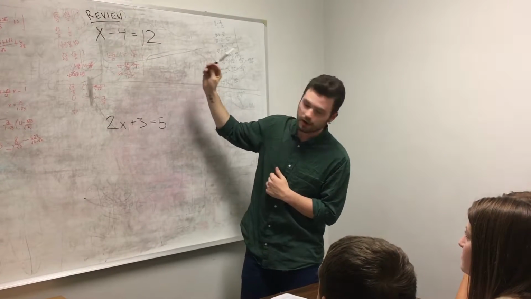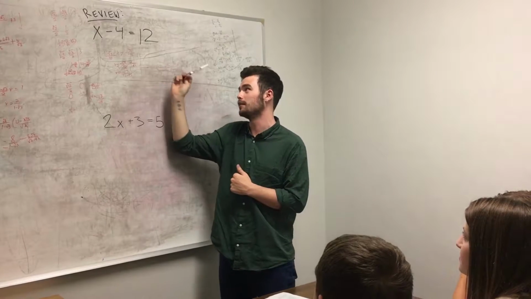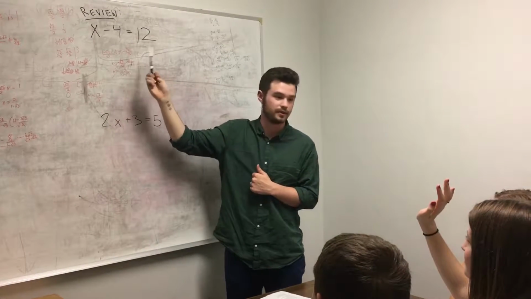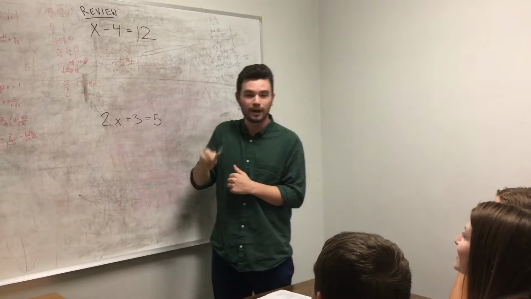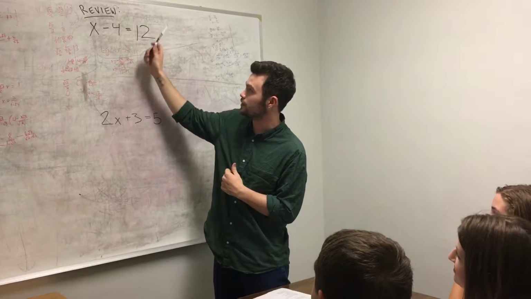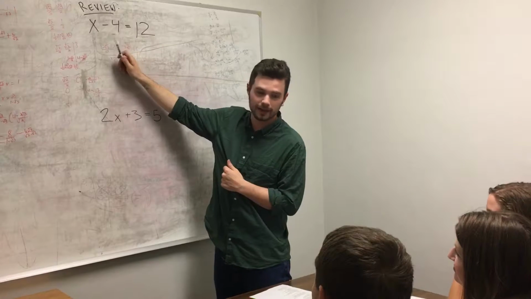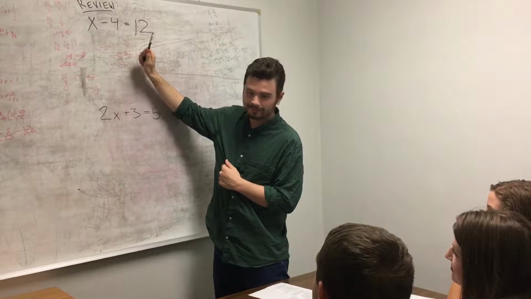Now, who can tell me what our main objective when dealing with single-step equations is? What do we want to do here? Yes, Rachel? Get the x by itself. Get the x by itself. Great. And Brendan, do you think you can tell me what we can do here to get this x by itself? You can add 4 to both sides.